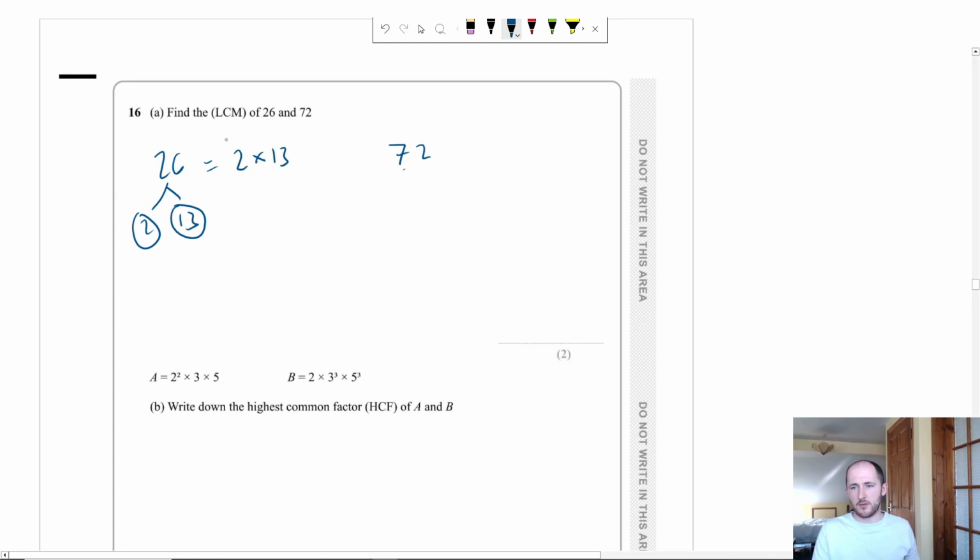72 is a bit more involved. So I like to keep dividing by 2 until I can't anymore, because I want to. That would be 18.